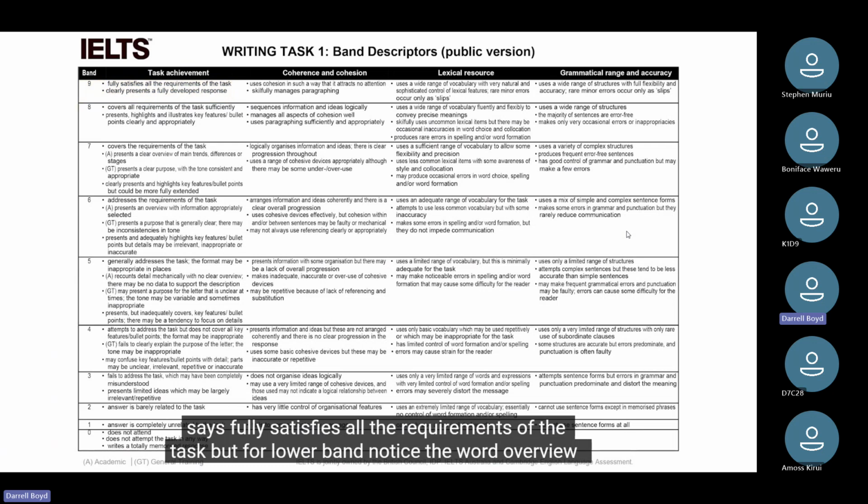But for lower bands, notice the word overview. Band 7 presents a clear overview of the main trends, differences, or stages. Band 6 presents an overview with information appropriately selected. Band 5 presents detail mechanically with no clear overview.